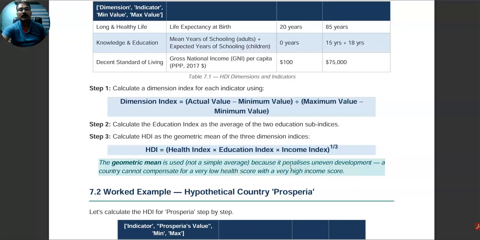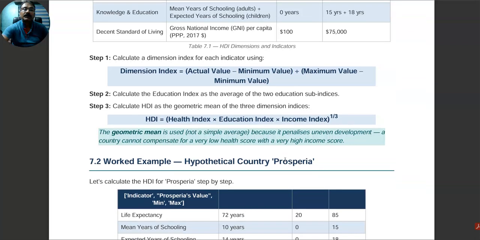Initially, the formula was the simple average of the three indices, but that can compensate for the loss of one index with another. In this formula, this cannot be compensated, so it will be clearly visible.